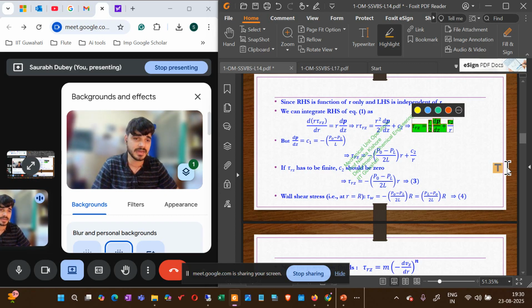So the continuum hypothesis says that any flow variable and property of the fluid will not become undefined or infinite in any region in the control volume, right? So this is a violation of the continuum hypothesis. It means that at r equals 0, if this equation has to be satisfied, C2 has to be 0. That's why you take C2 as 0, because tau rz has to be a finite value, and dp by dz you already derived in the previous slide, PL minus P0 by L. Okay, so when you resubstitute C2 as 0, you get tau rz equals this, which is in front of you.